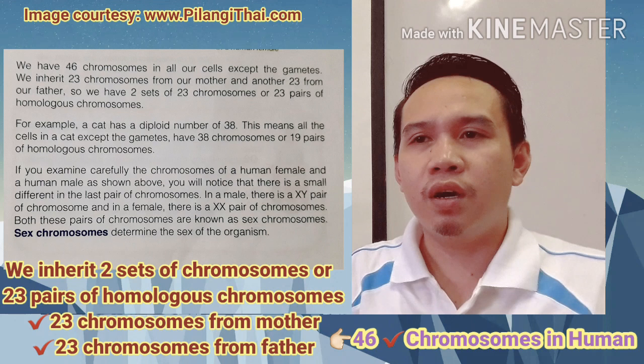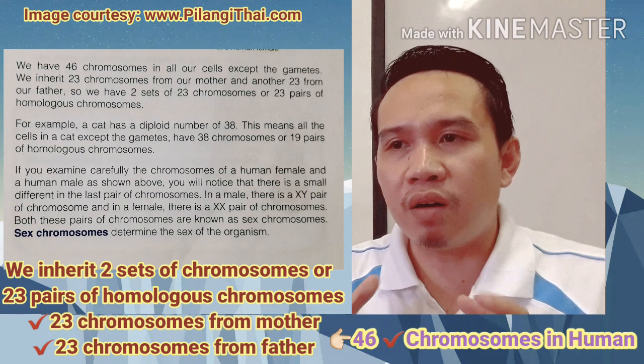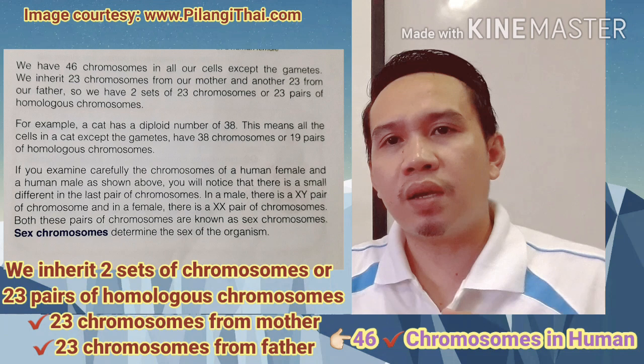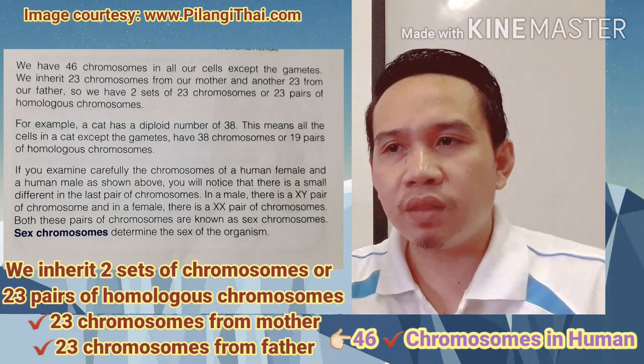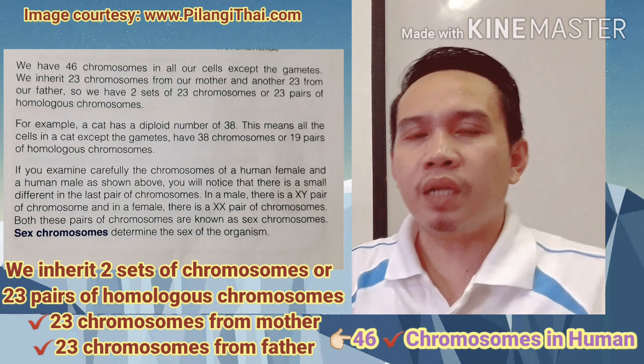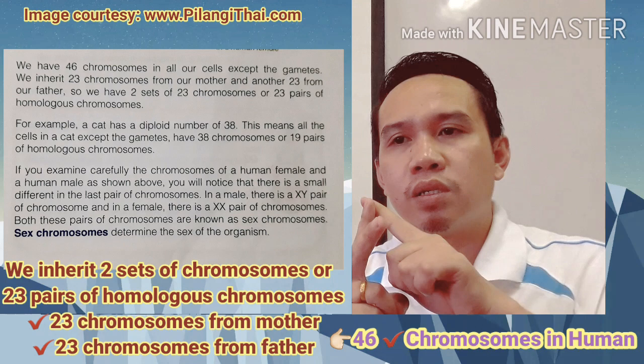We inherit 23 chromosomes from our mother and another 23 from our father. So, we have two sets, 23 plus 23, a total of 46 chromosomes. But if we do it by pair, 23 and 23 pairs, that is what we call homologous chromosomes.